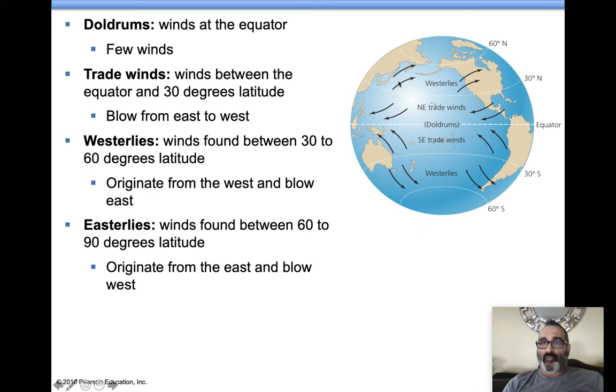So westerlies come from the west, go to the east. And easterlies are up here between 60 north and 90, or 60 south and 90 south. These are doing the opposite of westerlies, and they are going from the east to the west.